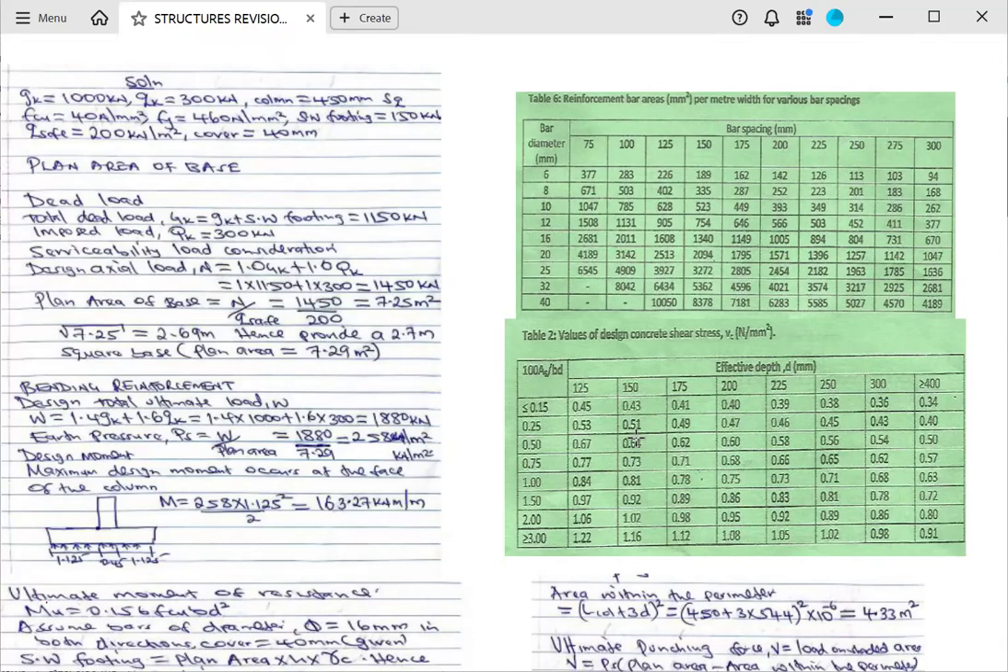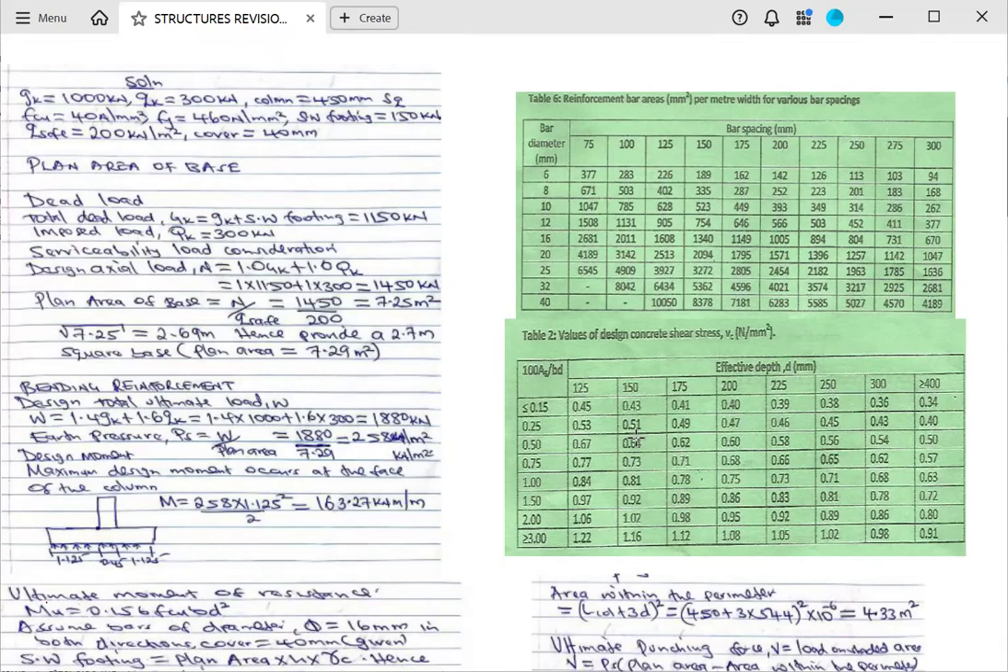That is where you find it is 1.4 times 1000. Now we don't include the self-weight. Plus 1.6 times Qk, which was 300, we get 1880. Now from there, we compute the earth pressure. Earth pressure Ps is normally given by the ultimate load divided by the plan area. Remember, plan area is 7.29. We get 258 kilonewton per square meter.